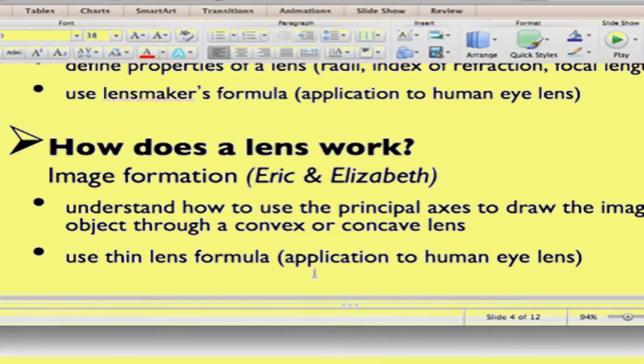Hi all! In this video we'll be going over the two types of lenses and how to draw a ray tracing diagram from a convex lens. So our learning goals are to understand how to use the principal axes to draw the image of an object through a convex or concave lens, and how to use the thin lens formula, and then we'll apply it to the human eye.